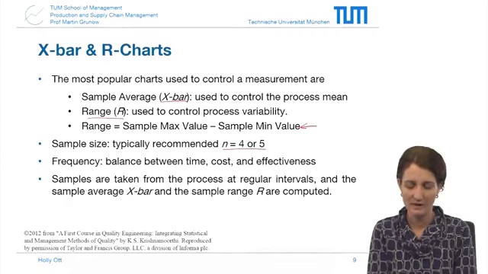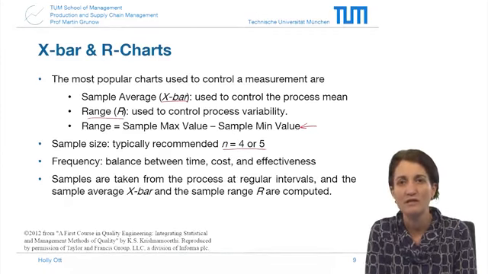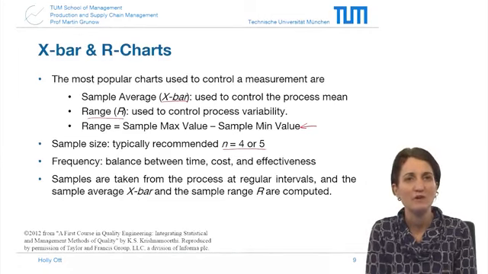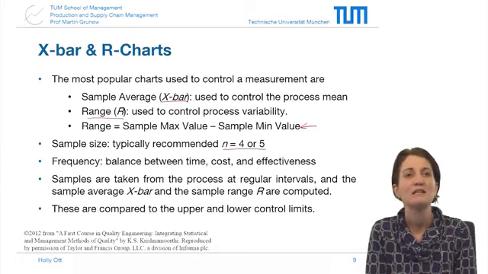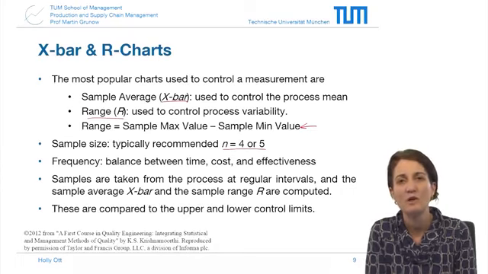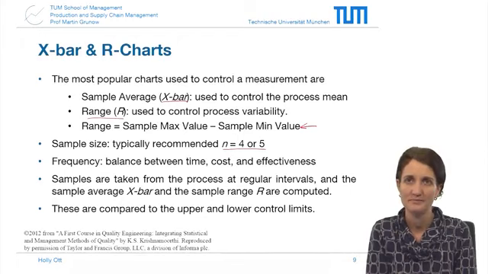So finally, as we said before, samples are taken from the process at regular intervals. The sample average X-bar and the sample range are computed from those samples, and these values are then compared to the lower and upper control limits to see if the process is in control or not.